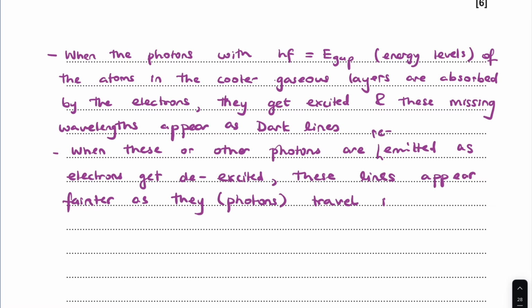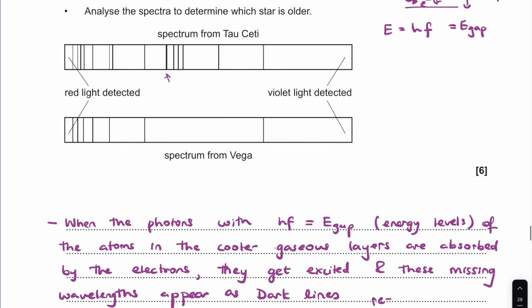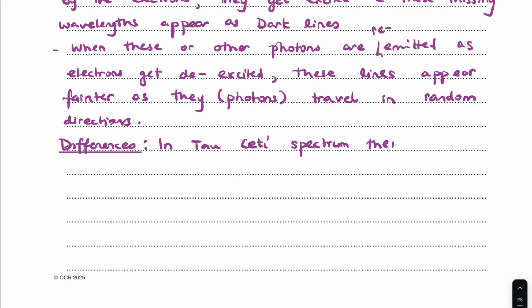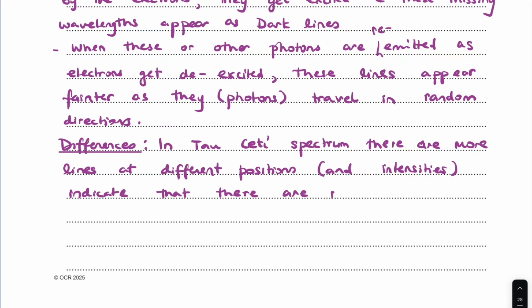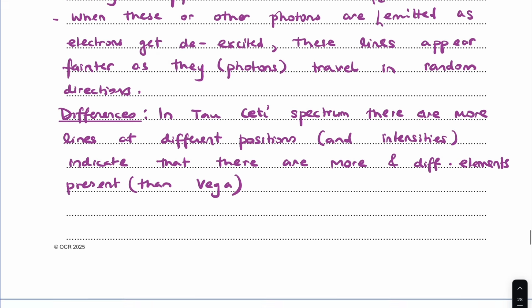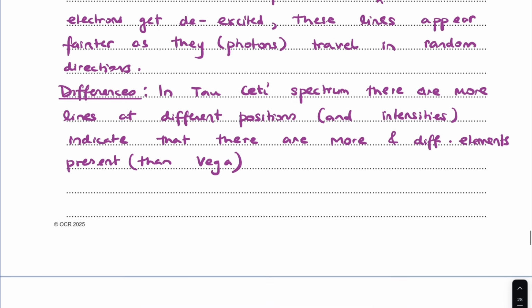travel in random directions. Now, let's talk about differences in the two spectra. In Tau Ceti's spectra, there are more lines at different positions and also intensities, which indicate that there are more and different elements present. The lines which are different or not present in Vega's spectra are darker, affected by factors like temperature or pressure, external factors, and also the parts of re-emissions as we spoke earlier. So they can also affect the intensities. Those are some extra points, but you just have to mention one of them.